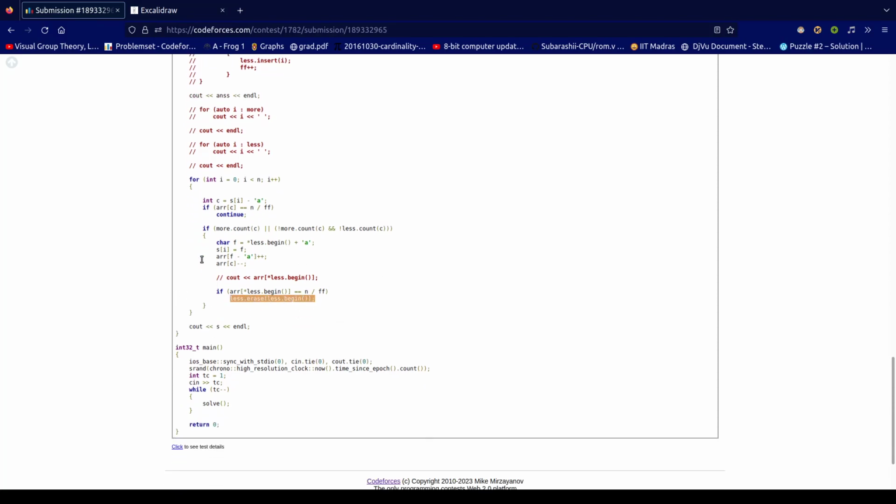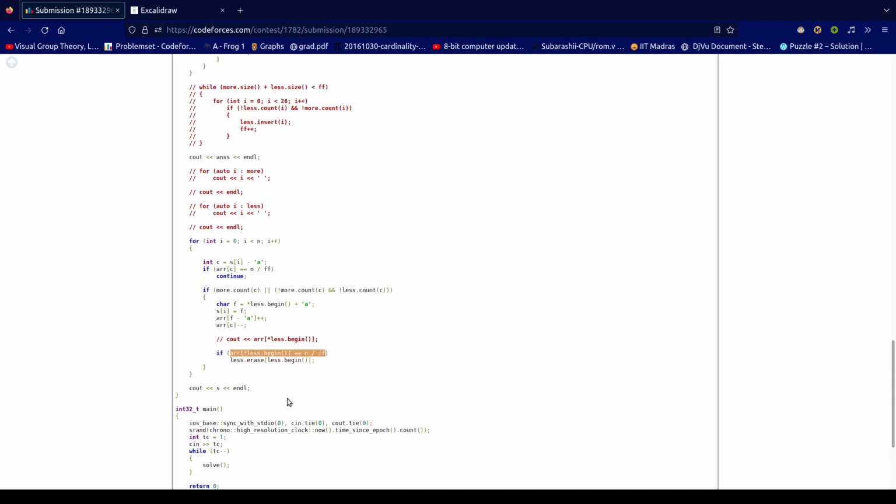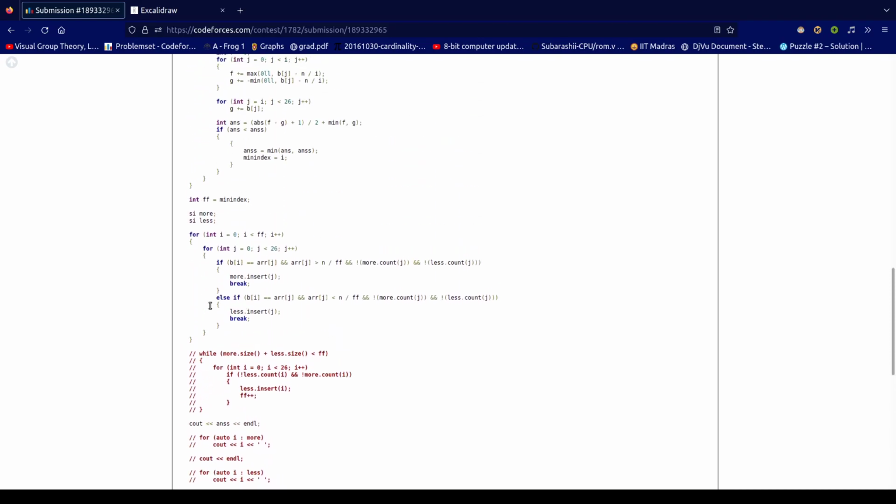Basically, if the frequency of the first element in less becomes equal to n over f, I just have to erase that from the set less. And based on all of this I'm finally outputting the string, and you could see that it actually passed.